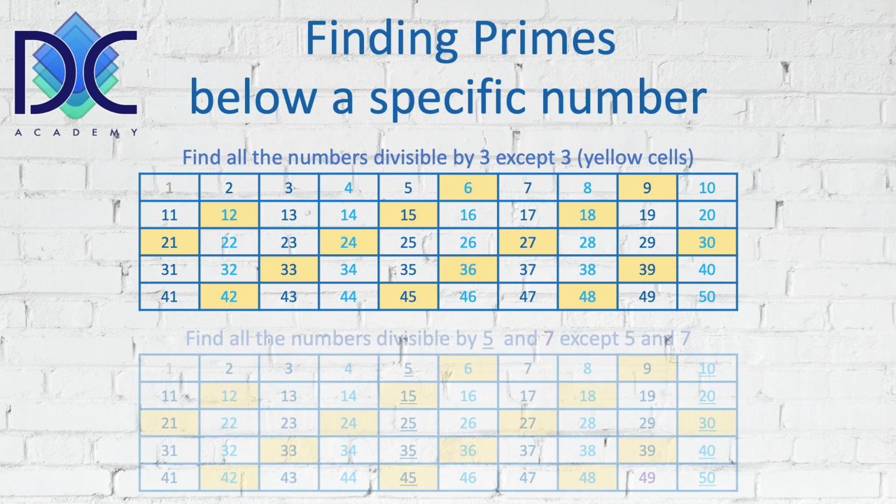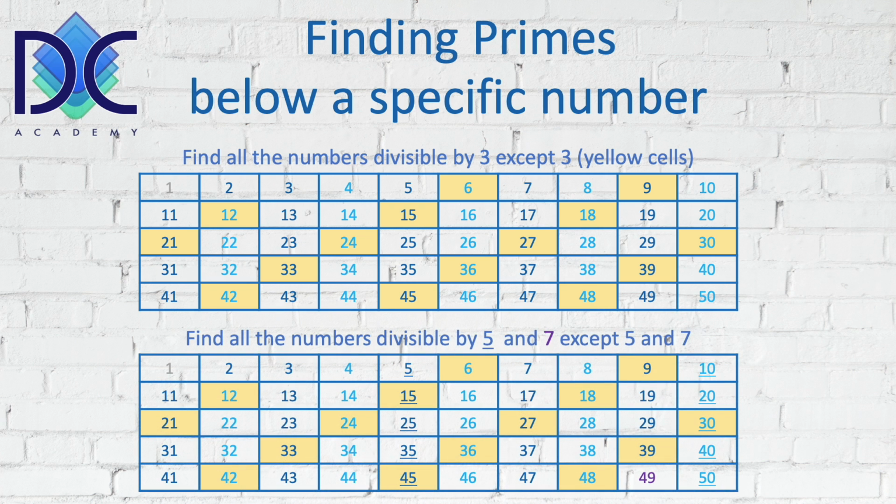Now we're looking at the numbers 5 and 7. The numbers divisible by 5 and 7, except 5 and 7, are given by the underlined numbers. So we find some numbers which have not been in the previous list, like 25 and 35. And we also find one number divisible by 7, which is 49.